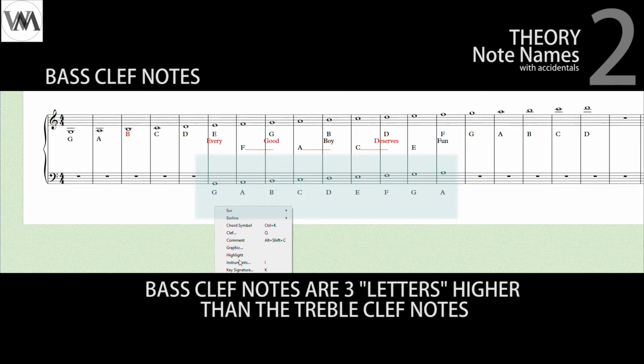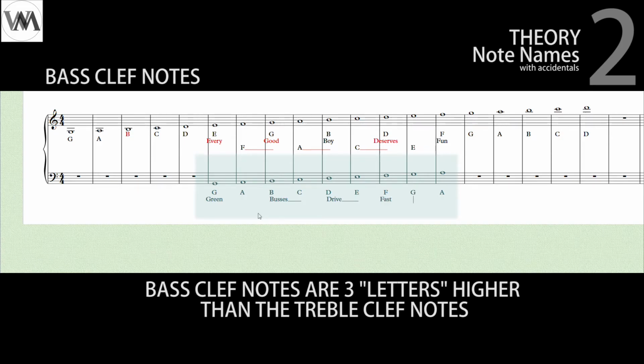So the line notes, we're going to say, okay, green, skipping that one, buses, skipping that one, drive fast always. So we can say green buses drive fast always. You can use your own rhyme as well if you'd like. You don't have to use the ones that I do here. So something that you will associate easily with.